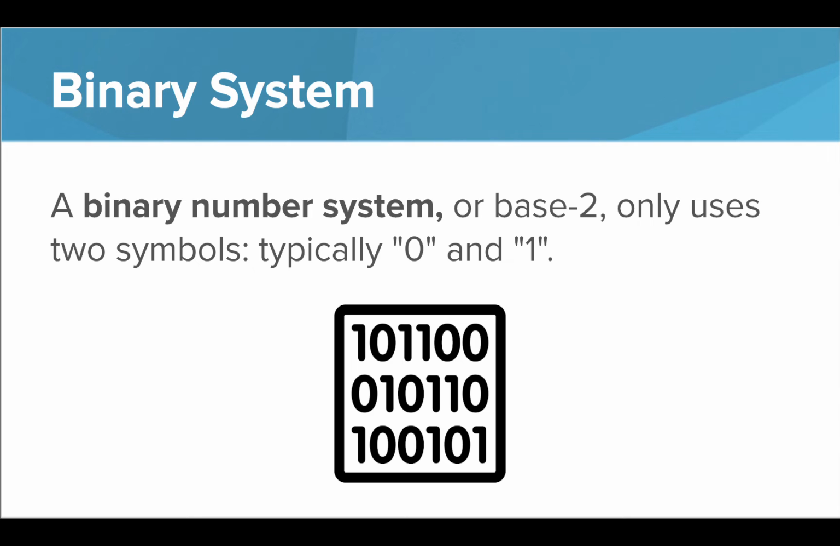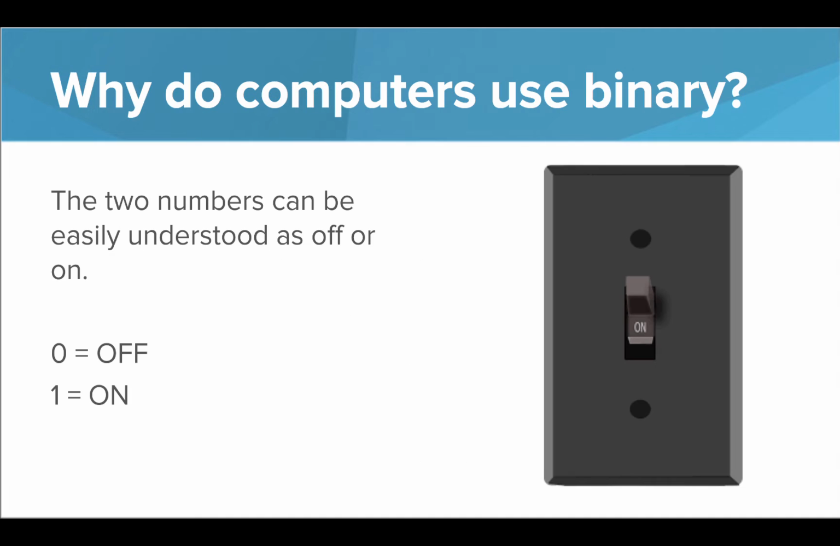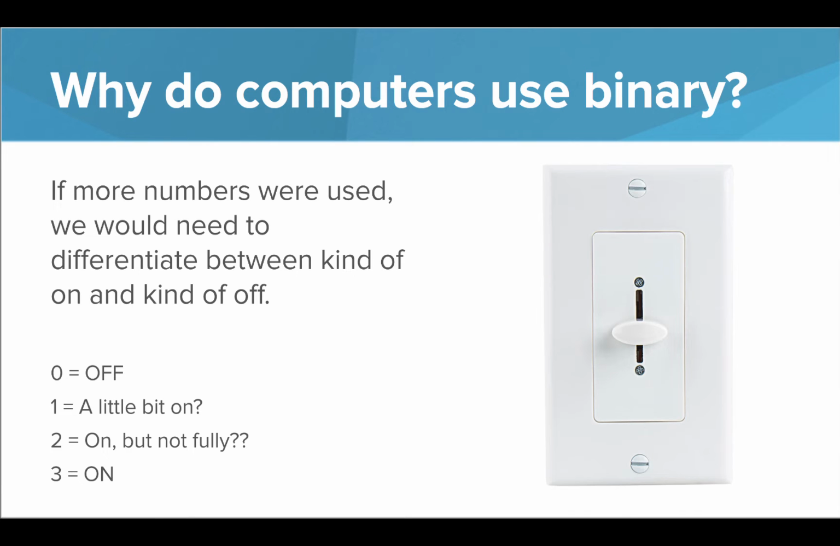This is a base 2 number system using typically zeros and ones. So why do they use binary? Binary is easily understood for a computer. There is no gray area, but rather something is definitely on or definitely off, like a light switch. If there were more values, like when you use a dimmer switch, you have gray area values, like sort of on, or maybe just a little off.